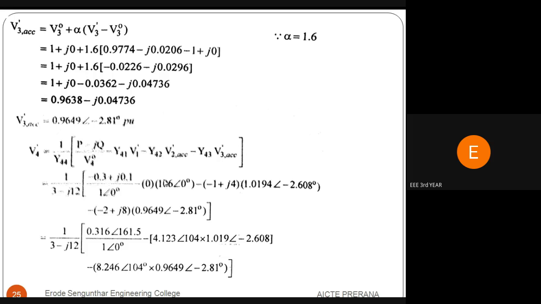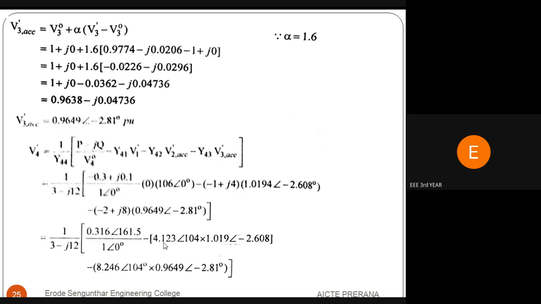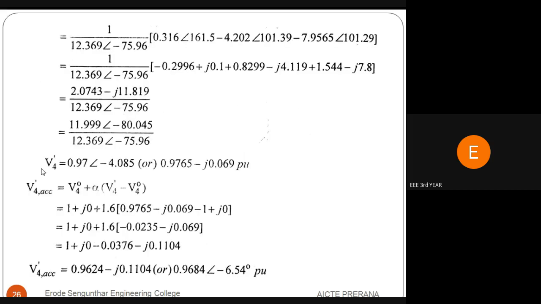After substituting the values, we'll get the final answer. Again, as I said earlier, we have to convert everything into polar form and calculate it. Finally, we will get the final answer of V4 dash equal to 0.97 at an angle of minus 4.087 degrees. In polar form; in terms of rectangular form, it is 0.976 minus j0.69. I hope you understand.